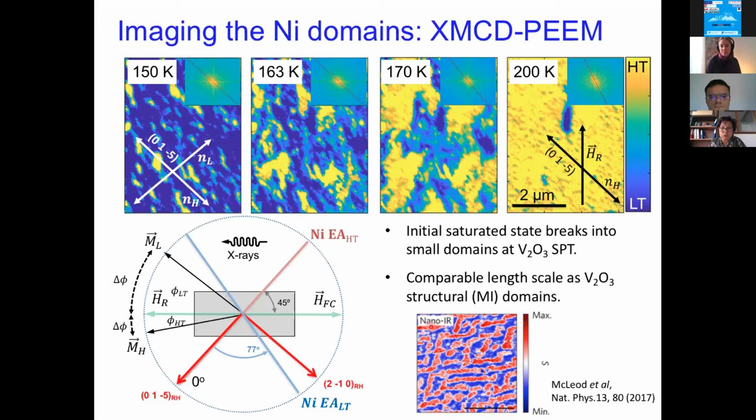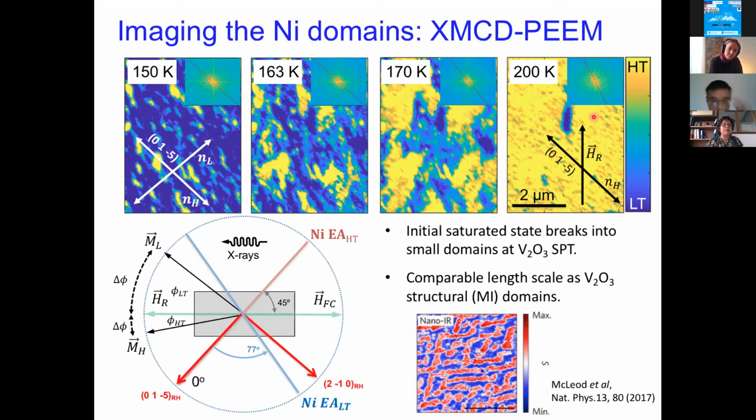So they are in the order of width 1 to 100 nanometers. In length could be several hundred nanometers. So it's really pretty comparable. Now, one also observation that one can generally make is that from the low temperature to the high temperature, we observe a reorientation of the magnetization.